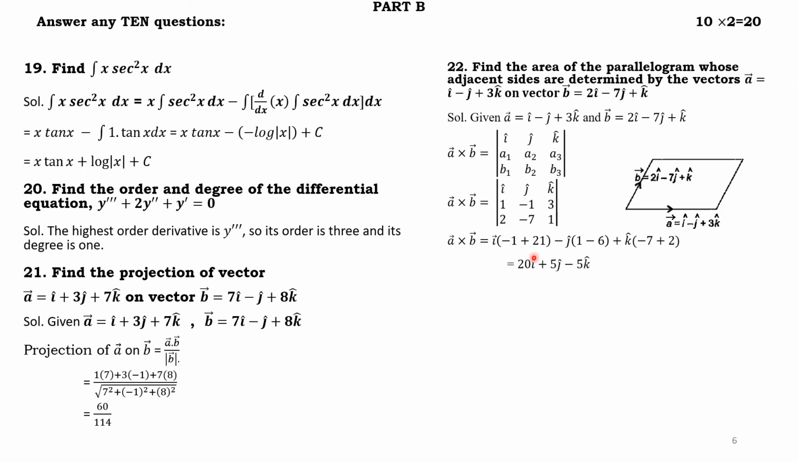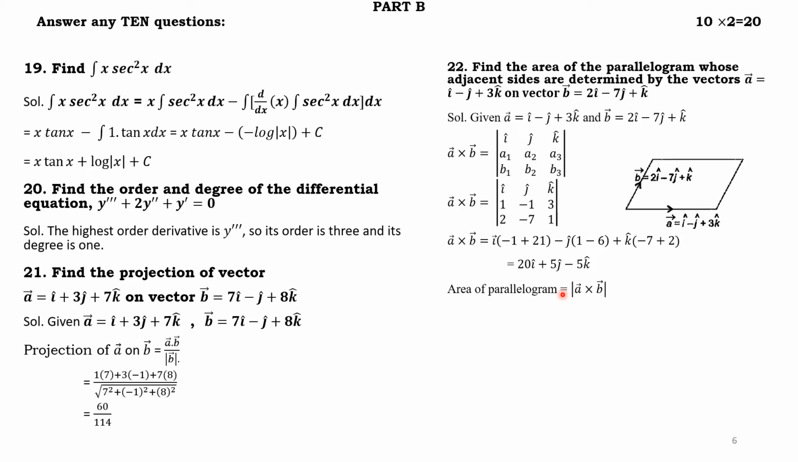Simplifying, that is equal to i into minus 1 plus 21 is 20. Minus j, within the bracket minus 5, so minus into minus is plus 5j, and minus 7 plus 2 is minus 5, that is minus 5k. That is the answer.